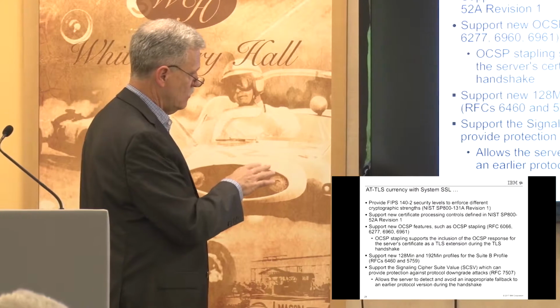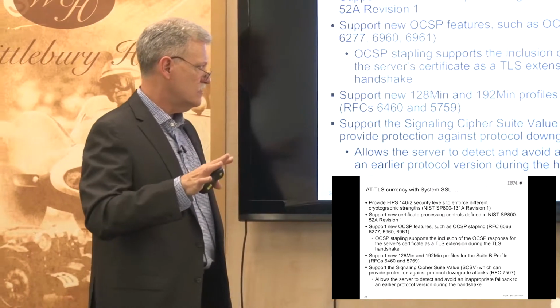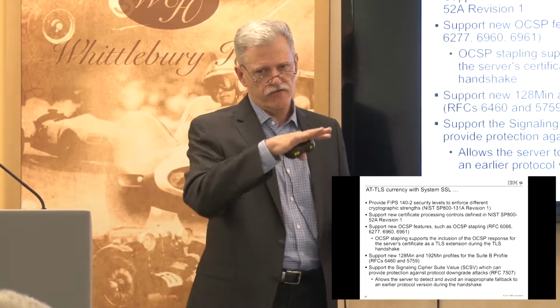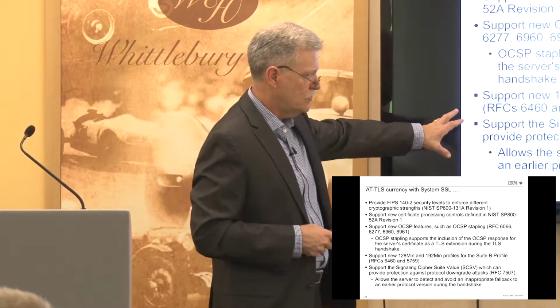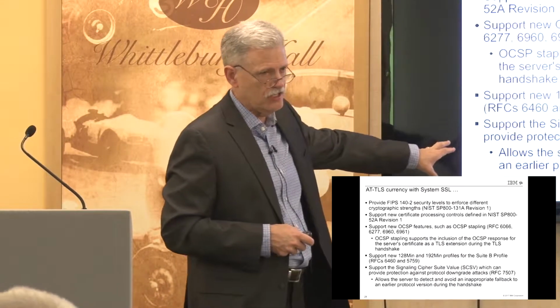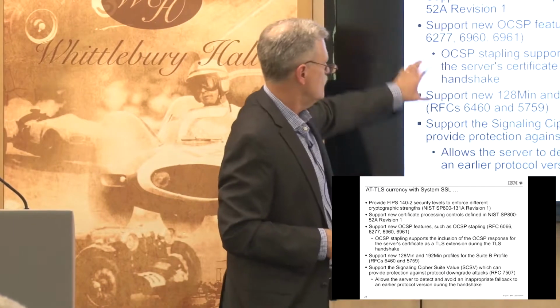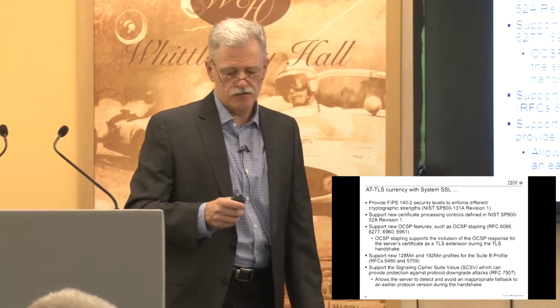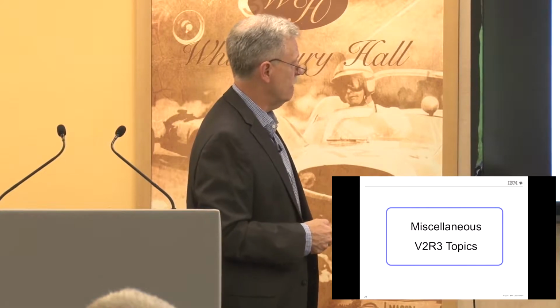And we have this thing at the bottom, the signaling cipher suite value, which is a protocol to prevent a man in the middle or a client from invalidly lowering the security level that you're trying to select during the handshake. That's a problem that's known in the industry. That protocol solves it. So in our AT-TLS, this is a list of the functions that we had to add in 2.3 to update our AT-TLS.